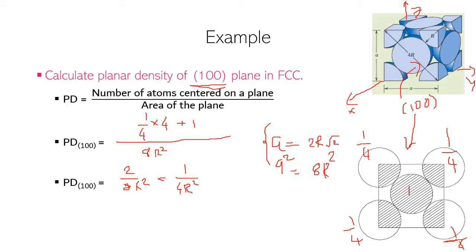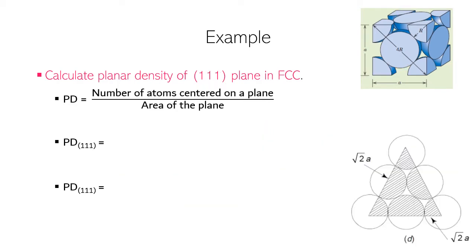So the only thing you need here is the radius of the atom. Okay. So if the radius of the atom of a particular element having FCC crystal structure is given, then you can find out the planar density by simply substituting the radius of the atom in this formula.